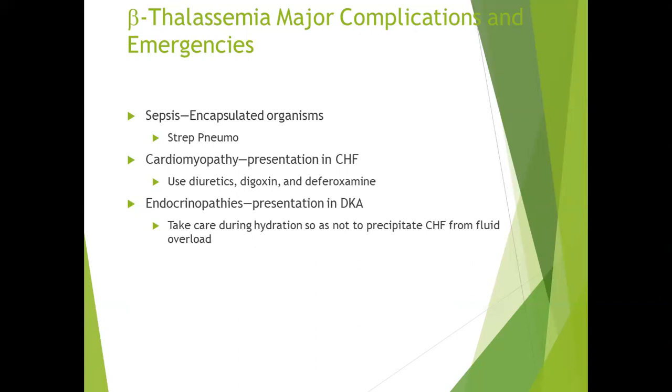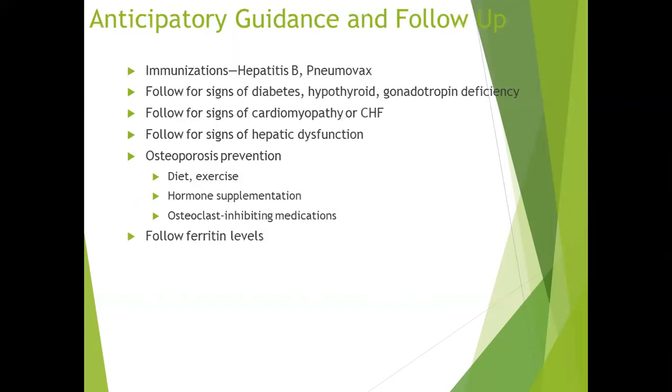Again, because we are discussing the complications now, sepsis, as I have already discussed, because of encapsulated organisms, Streptococcus pneumoniae, Neisseria meningitidis, H. influenzae. Cardiomyopathy presents with congestive heart failure. You need to give diuretics, digoxin and spironolactone. And endocrinopathies, you can have hypothyroidism, you can have diabetes, they present with diabetic ketoacidosis. So all these are the complications of thalassemia. Again, there is extramedullary hematopoiesis leading to frontal bossing, and this.